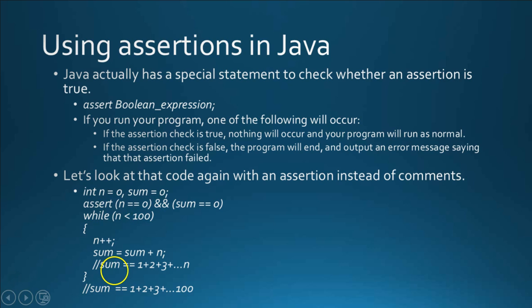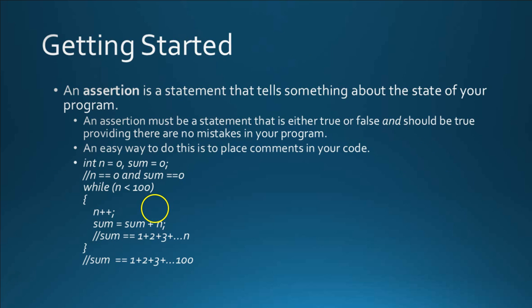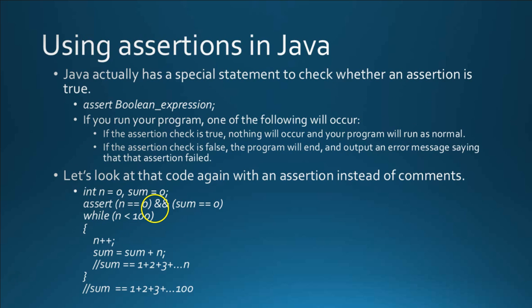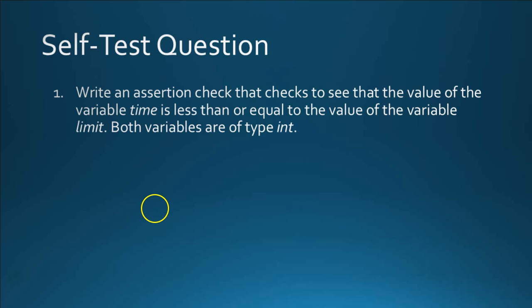Because if you look here, sum equals 1 plus 2 plus 3 all the way up to n, it's much harder to check that using a Boolean expression. Whereas this one we already had established off the get-go. If you look at our original code, we had n equals 0 and sum equals 0, just to start off. So it's very easy to test that.